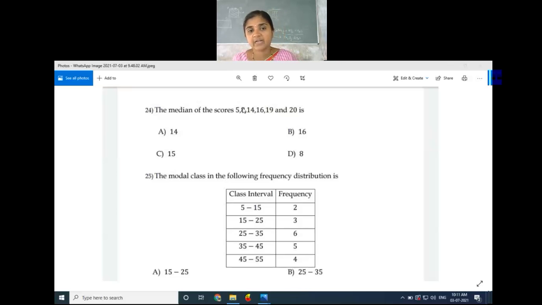Here n is 6. So 6 by 2 plus 6 by 2 plus 1th observation divided by 2, which is the right answer. Actually 6 by 2 is 3, the third observation. Then which one is the fourth observation? 3 plus 1, 4. Third observation plus fourth observation divided by 2. So that is 14 plus 16 divided by 2. Which option is right? Option C, that is 15. So 15 is the right answer.